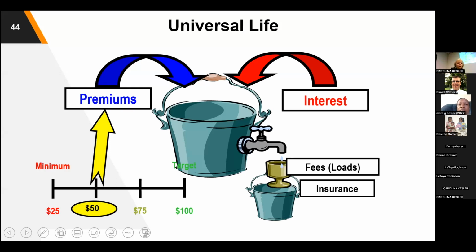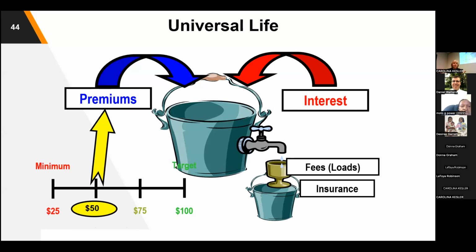So when you are buying universal life, they say we're going to be putting all your money in a bucket for your savings, right? So you're putting in your premiums and gaining interest, and you're hoping your bucket's going to fill up, right? What they don't tell you is your bucket has a hole in it. It's got to pay fees, loads, mortality costs, administrative expenses, and your insurance.